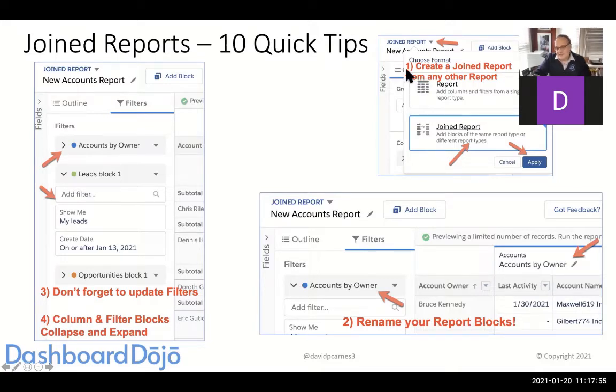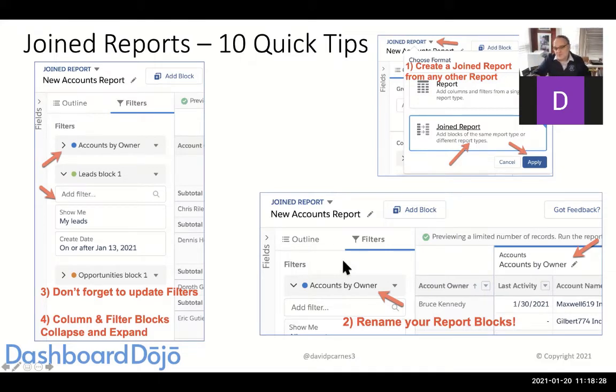Number one, to start a joined report, you can start with pretty much any report. You go up to the top left corner and click on the little down arrow. It took me a while to find this in Lightning when joined reports were first ported over to Lightning. I was like, where do we do it? It was front and center in Classic. But if you click the down arrow here, you can switch from a report to a joined report. So you can create a joined report from any other report, just by clicking on the down arrow in the top left corner. That's how we get started.